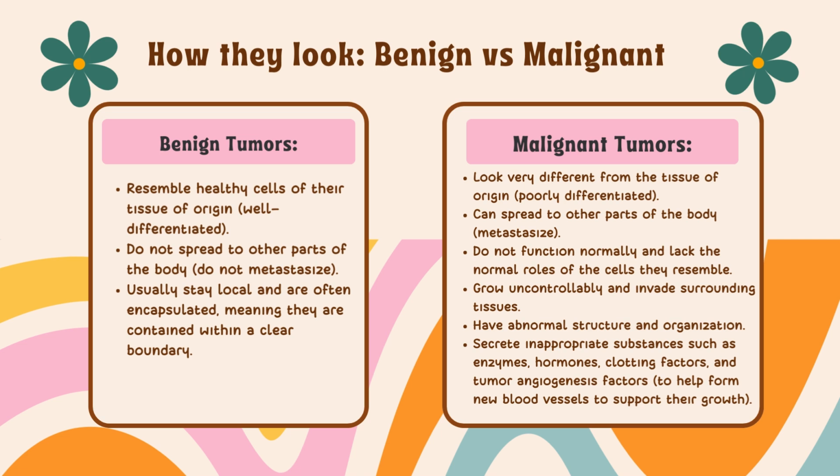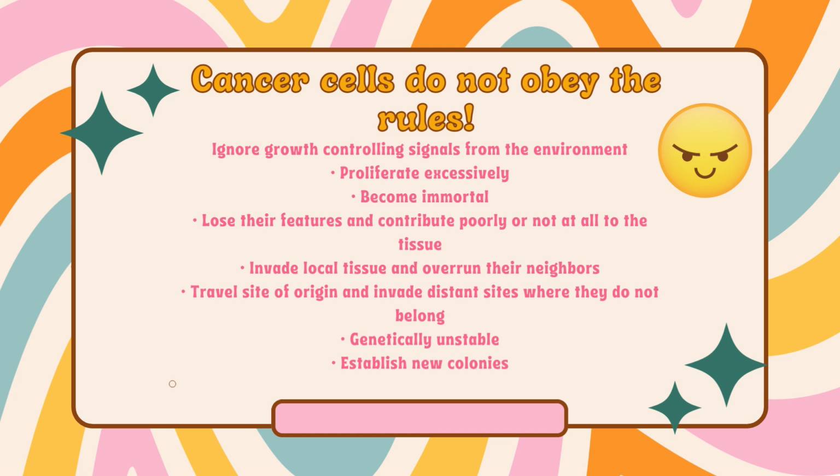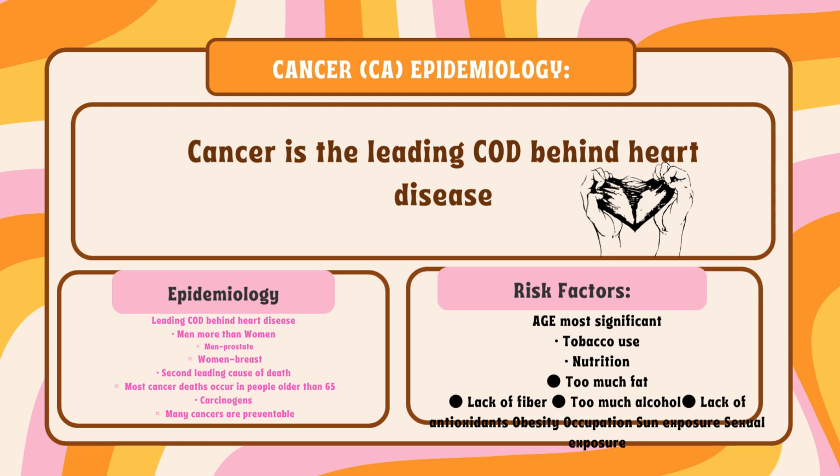They grow crazy and they just invade everywhere. Like, cancer cells are bad people. They don't obey the rules. They're genetically unstable. They lose their features. They can even become immortal. Like, this is giving vampire. You scare me. So let's talk about cancer.